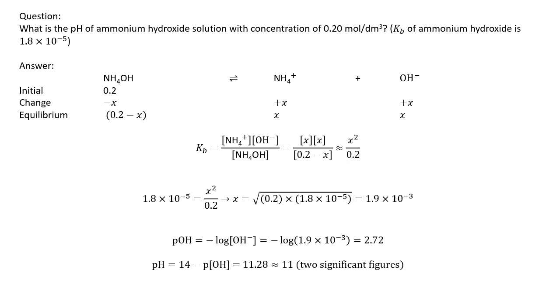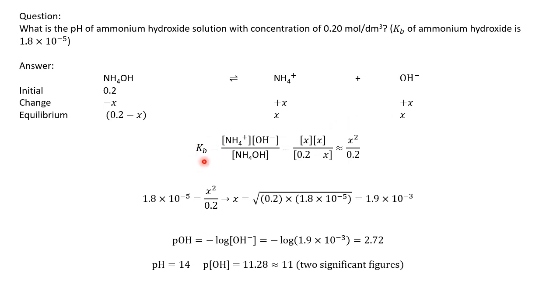To answer this question, we can utilize this initial, change and equilibrium diagram. We know that ammonium hydroxide in water will partially dissociate to form ammonium ion and hydroxide ion. Initial concentration of ammonium hydroxide is 0.2 and a small fraction of it, denoted as x, will partially dissociate to form +x for each ammonium ion and hydroxide ion. Under equilibrium, we will obtain 0.2 − x for ammonium hydroxide, x for ammonium ion and x for hydroxide ion.